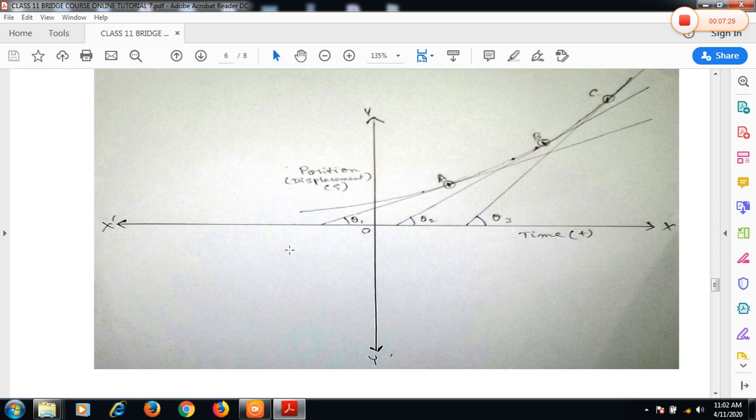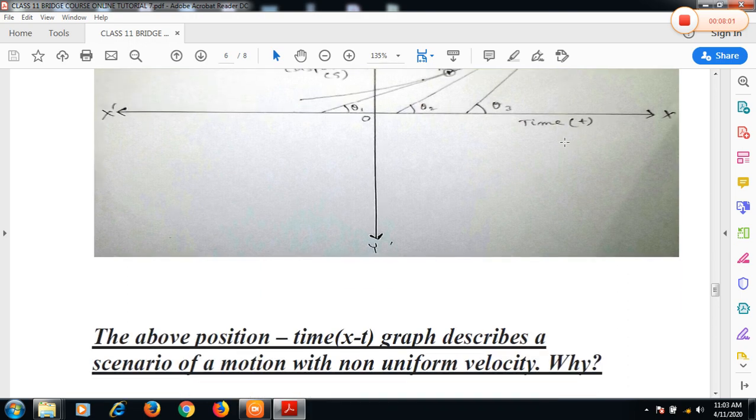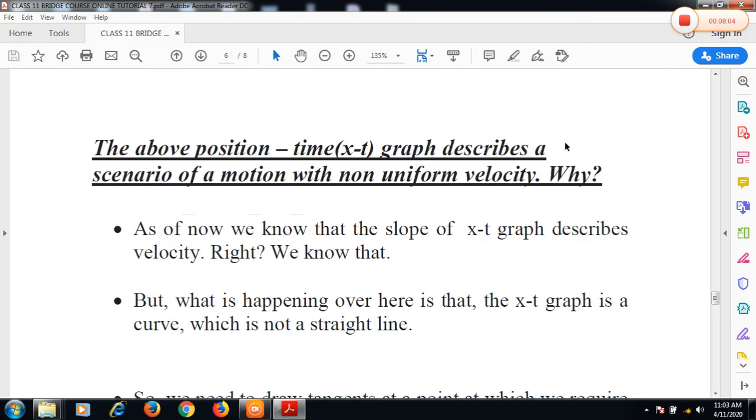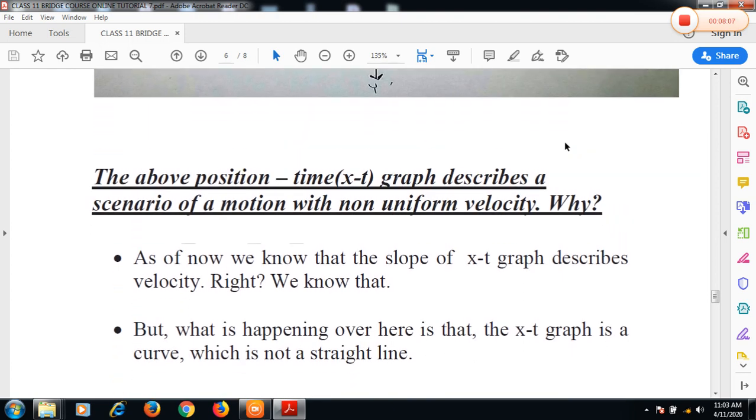Here it is the curve. Follow me. It is the curve, and these three are tangents which are making angles theta 1, theta 2 and theta 3 respectively with the positive direction of the x axis, and these tangents are at points A, B and C respectively on the given xt curve. Okay, xt curve or st curve, the position time curve.